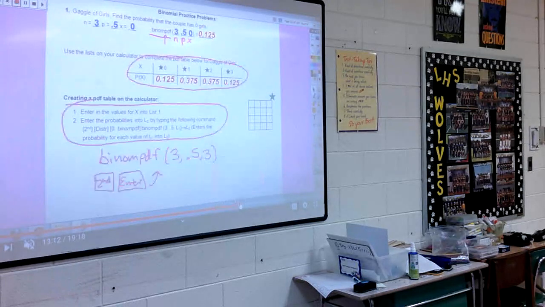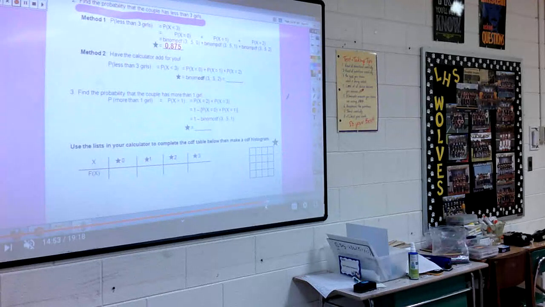Now, the issue is, we got all of those. We found all the PDFs in our table. We did all those probabilities in our table. Now, here is the example here. It says, find the probability that the couple has less than 3 girls. So less than 3, a lot of people want to go put in 3 into CDF. But it says less than 3.